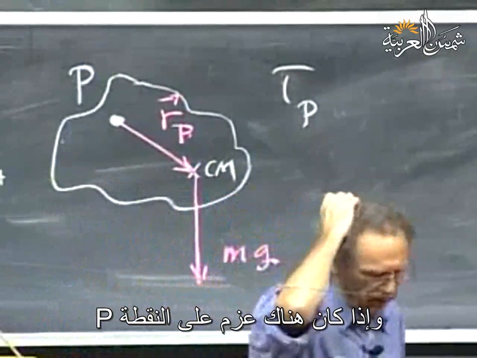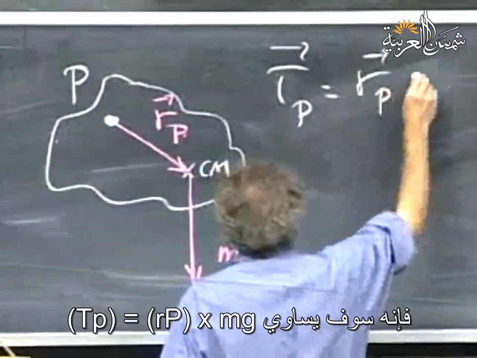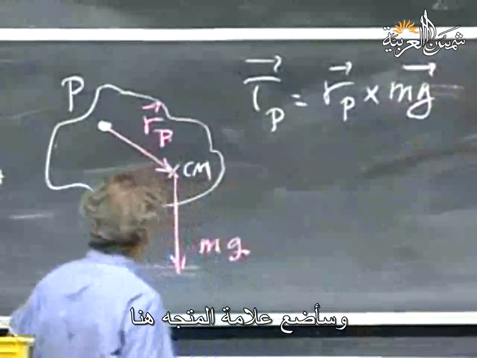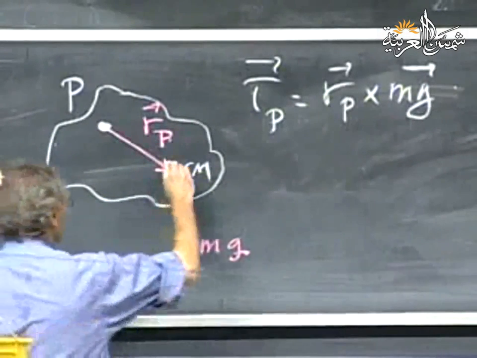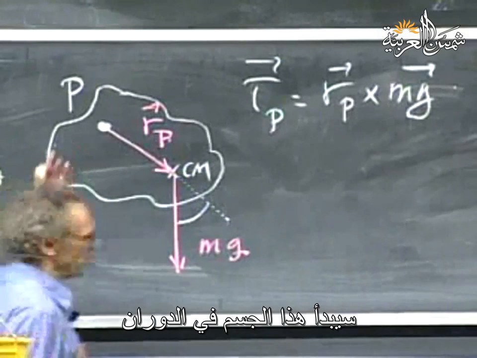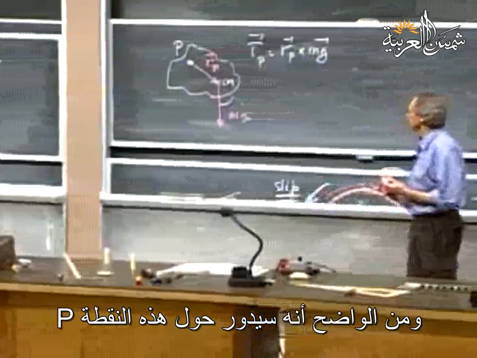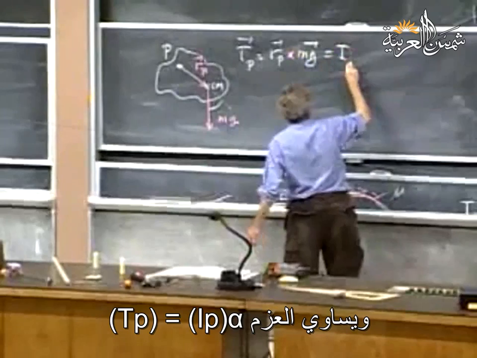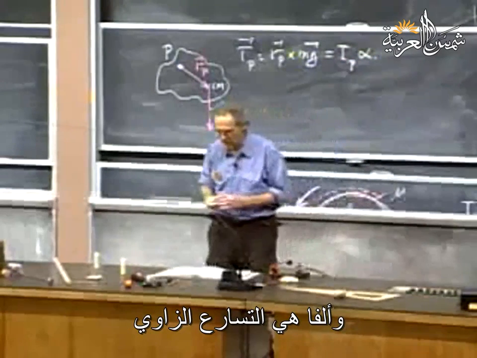And if there is a torque relative to point P, it would be r_P cross mg. I put a vector sign over here because you have to take the cross product between the two, so the sign of this angle has to be taken into account. This object is going to rotate. It's clearly going to rotate about that point P. The torque equals I about that point P times alpha, and alpha is the angular acceleration.